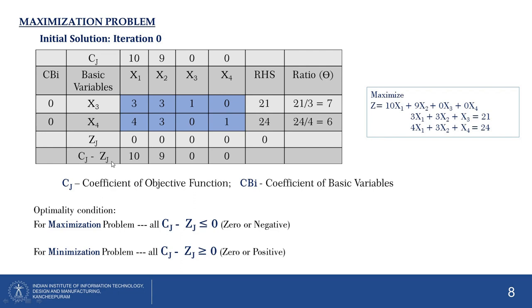Cj minus Zj. Let us introduce another row. Cj is available at the top, and Zj is available here. So what is Cj minus Zj? Just write as such: 10, 9, 0, 0. For the optimality condition, for a maximization problem, all Cj minus Zj values should be either 0 or negative. If it is positive, then choose the largest, highest value.